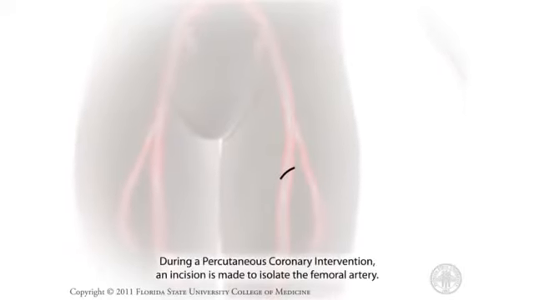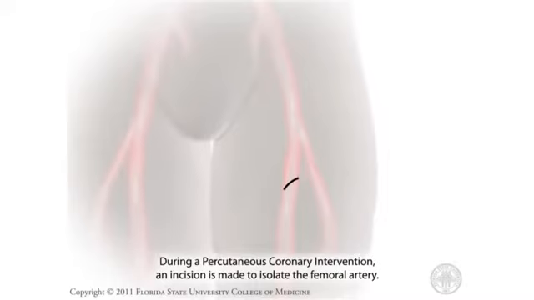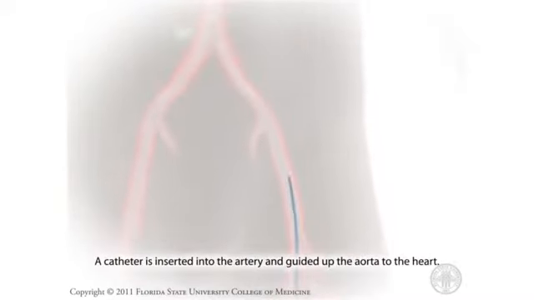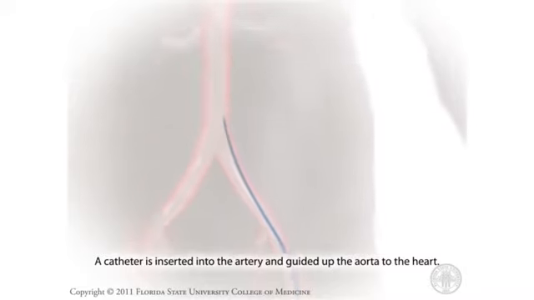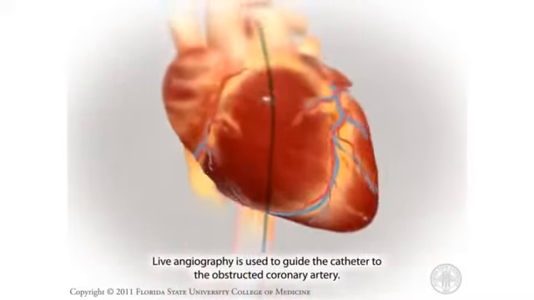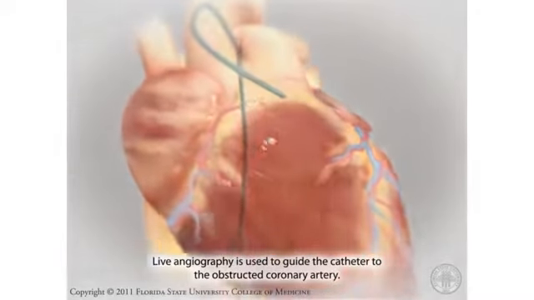During a percutaneous coronary intervention, an incision is made to isolate the femoral artery. A catheter is inserted into the artery and guided up the aorta to the heart. Live angiography is used to guide the catheter to the obstructed coronary artery.